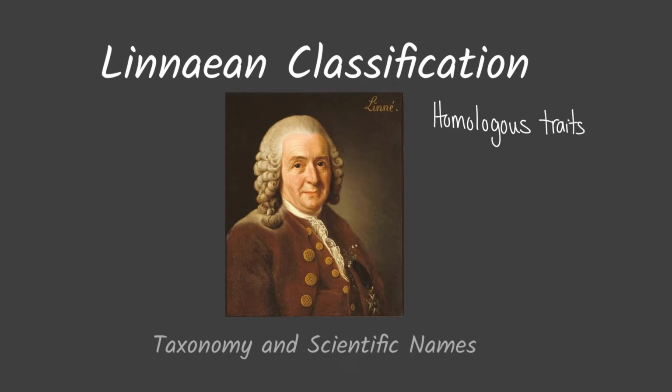It's important to note that when Carl Linnaeus came up with this taxonomic system of grouping organisms, natural selection had not been discovered and evolution was an idea that was not accepted by anyone. Charles Darwin wouldn't publish his book until 1859, so almost 100 years later.